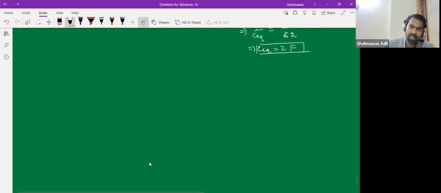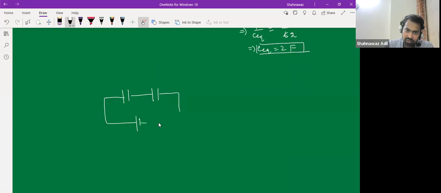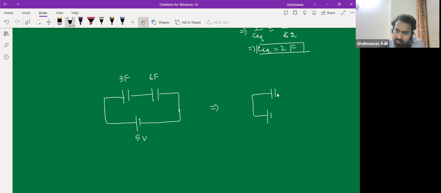Okay, so let's say that this 3 farad and 6 farad are connected to a 5 volt battery. So this is 5 volt, this is 3 farad, and this is 6 farad. We have calculated the equivalent capacitance, which is 2 farad, and this is 5 volt. So what would be the charge? Yes, this is C into V. So this would be 2 into 5, which is 10 coulomb. Right, guys?